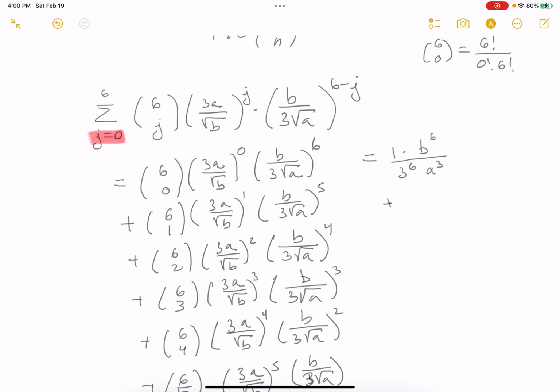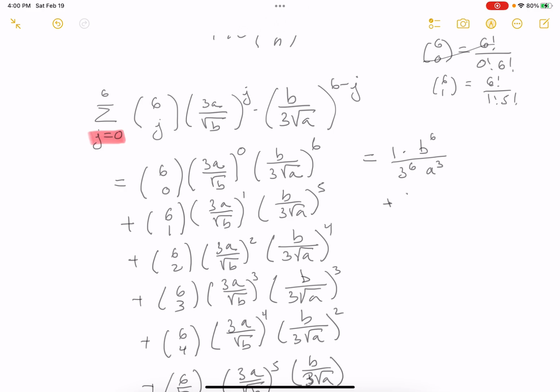I'm going to the next one. And the next one, let's take a look. It's 6 choose 1, right? And let me write this over here, 6 choose 1. What's that going to be? 6 factorial over 1 factorial times 5 factorial. Well, the 6 factorial is followed by a 5 factorial. They cancel off, and 1 factorial is 1. So what do we get?